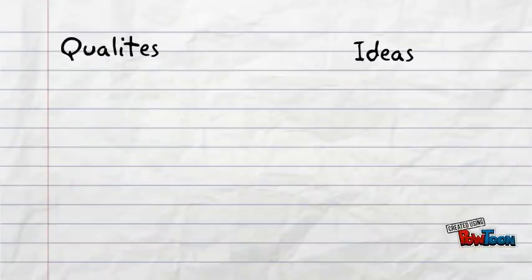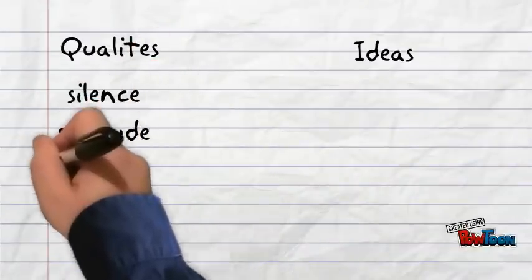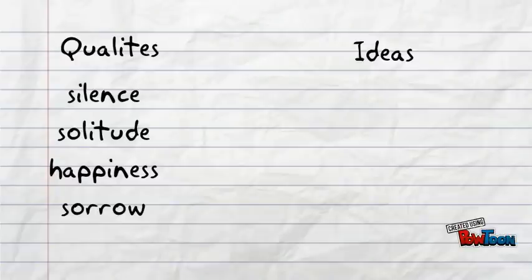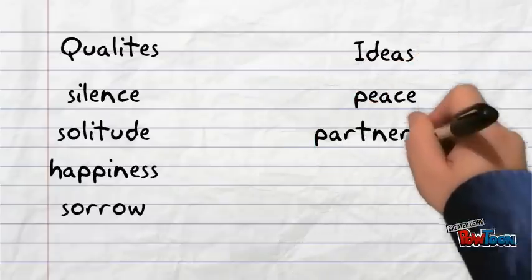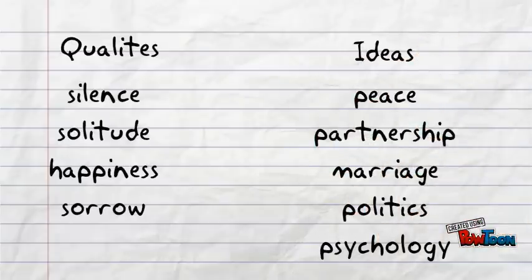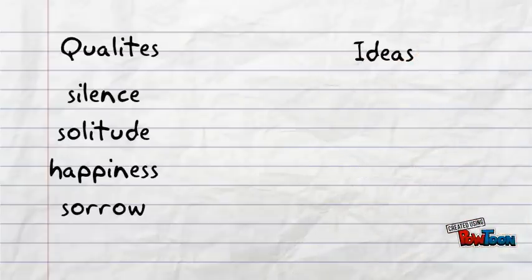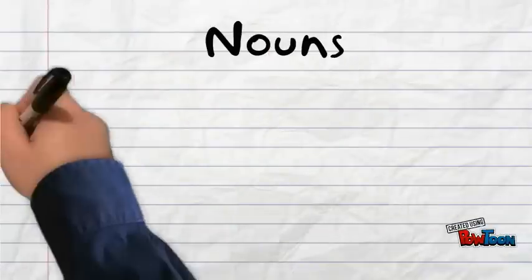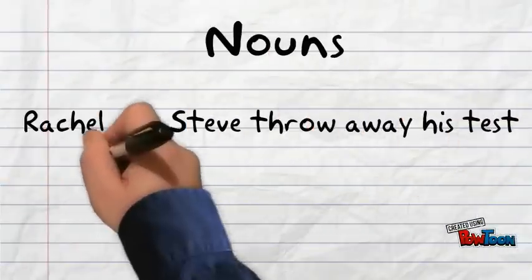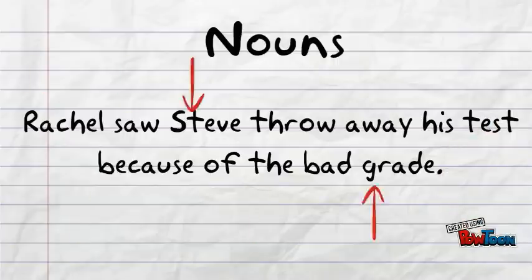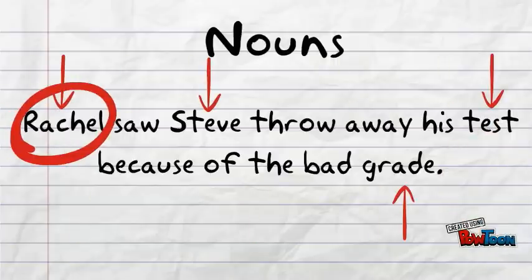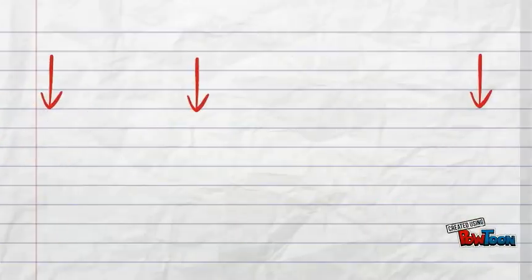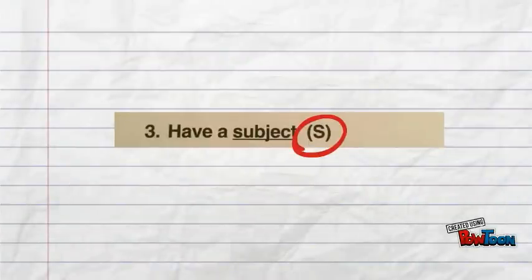Qualities and ideas are also considered subjects. Examples of qualities include silence, solitude, happiness, and sorrow. Words like peace, partnership, marriage, politics, and psychology are examples of ideas. All of these words are called nouns. Nouns are seen in many places in a sentence. When a noun is the word that whole sentence is about, it is called the subject of the sentence. We will use this symbol to help us remember to always include a subject in each sentence.